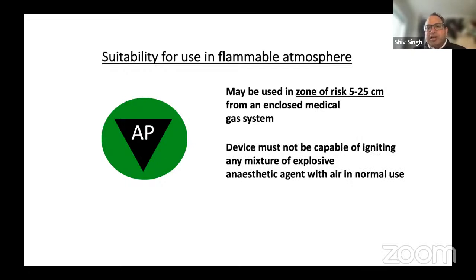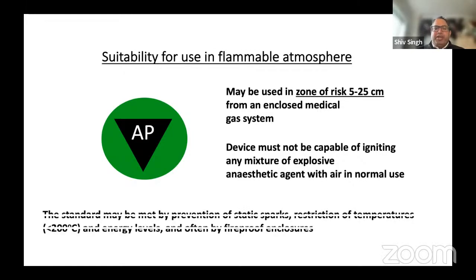And this device must not be capable of igniting any mixture of explosive anesthetic agent with air in normal use, because that's what is diluting the anesthetic gas in that atmosphere. Whereas when you are closer to the patient, the concentration of the flammable agent and the oxygen is very, very high.